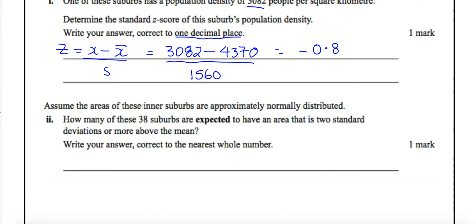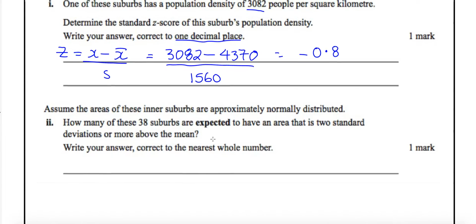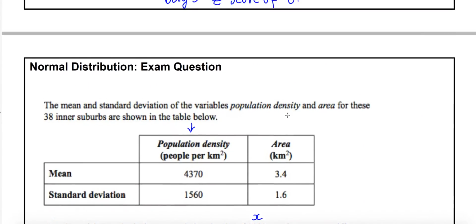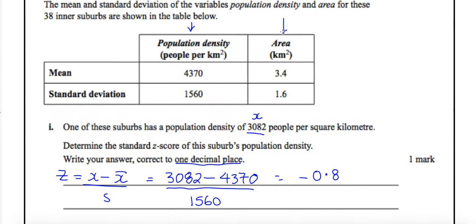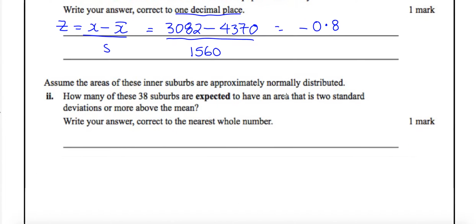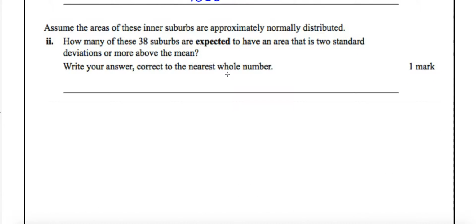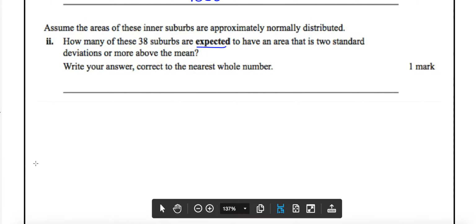Next one says, assume the areas of the inner suburbs. So area now, the area is here. Assume that's normally distributed. How many of them are expected? So we're not finding for sure, but we're finding what we expect given that's a normal distribution. How many expect to have an area that's 2 standard deviations or more above the mean? So think about the normal distribution, 2 standard deviations above the mean.